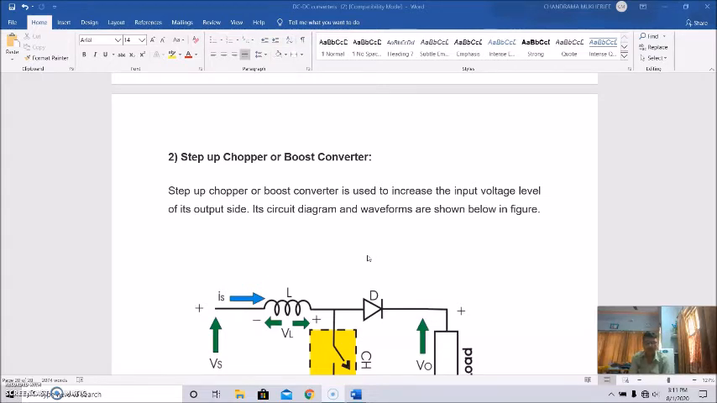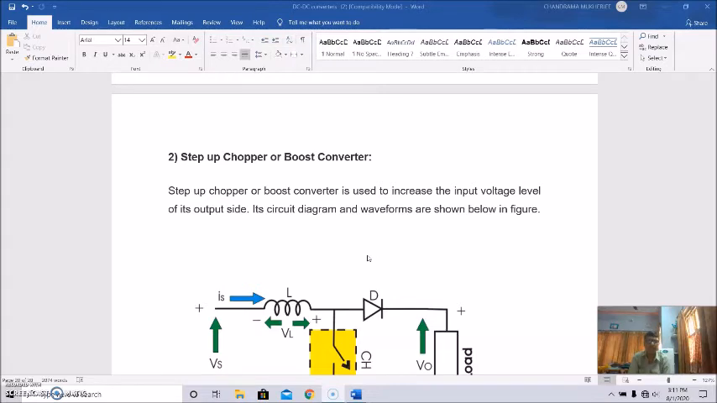that is also a DC to DC converter circuit or chopper circuit. That is the step up chopper or boost converter. As you know, in the last class we told you that the step down chopper is basically a buck converter, and the step up chopper is called a boost converter. Basically, a step up chopper enhances or increases the output voltage level above the input DC voltage level. That's why it is called a boost converter.